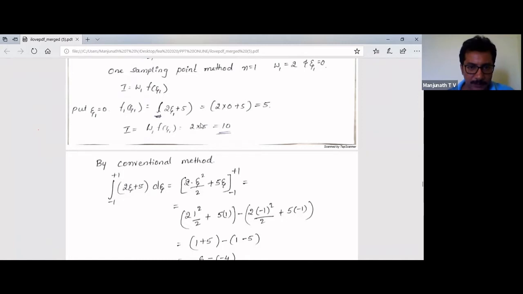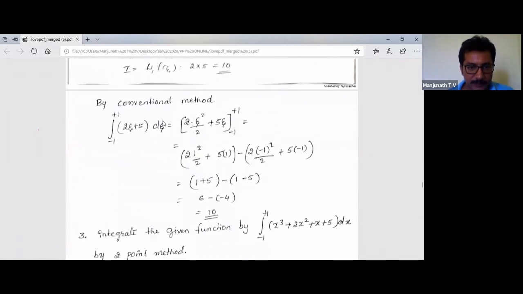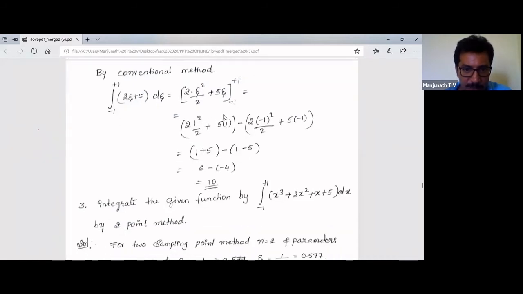Now the same integral we are going to do by the conventional method. Just consider 2 times the integral from -1 to +1 of zeta, plus the integral from -1 to +1 of 5 d zeta. These two terms we are going to integrate separately. The first term gives 2 into the integration of zeta, which gives zeta square by 2, plus 5 times the integral of 1, which gives zeta. Then write the variable varying from -1 to +1, and apply the limits here.